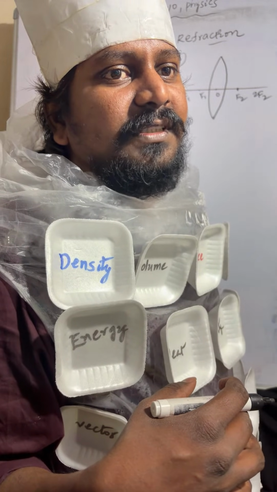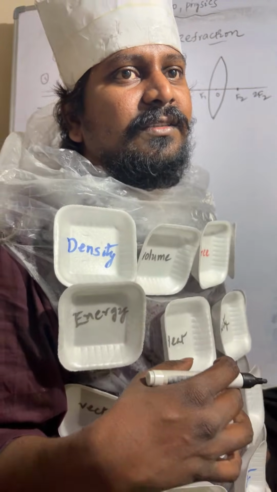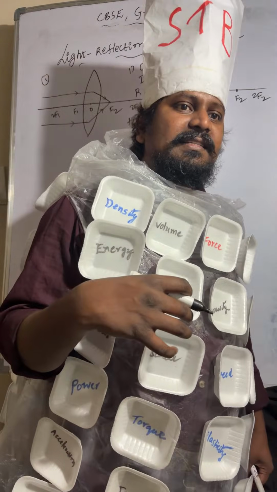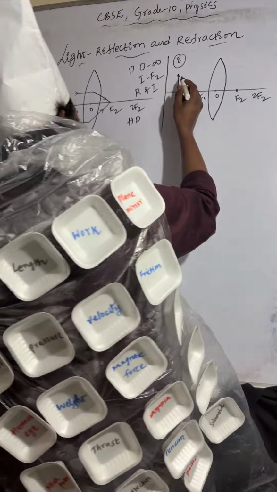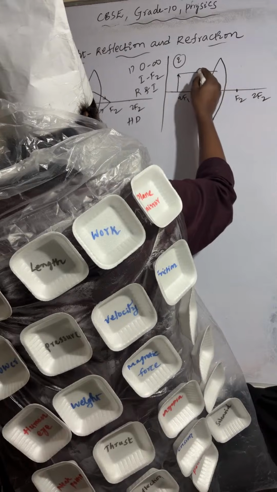So I'll teach only physics. So number of electrical lines crossing through unit cross-sectional area. Okay. So I'm taking this one.